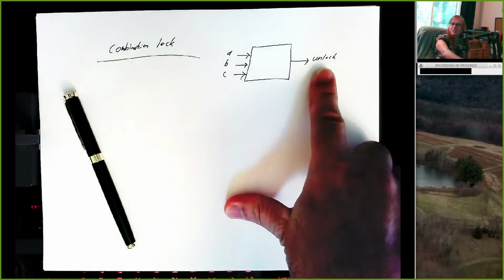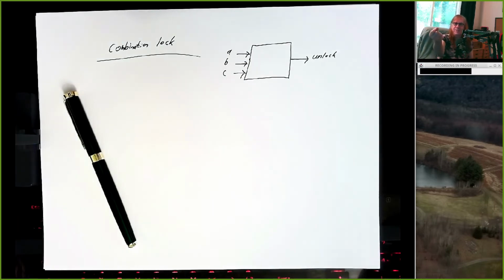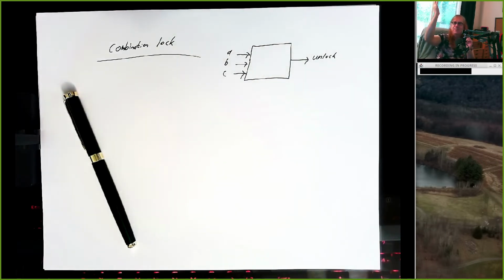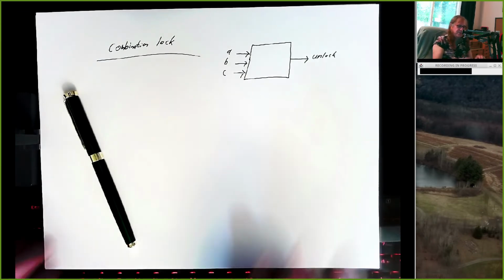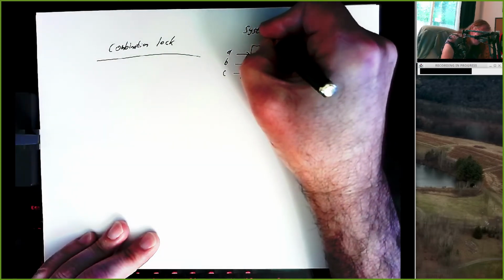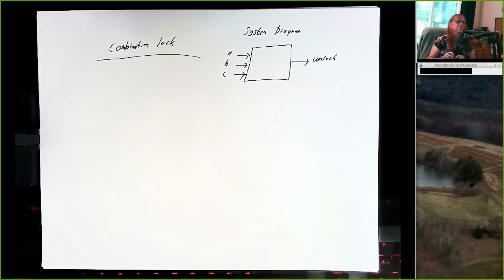And the unlock signal, well, that might drive something called a solenoid, which pulls a bar out of the way of a latch so that the box can open up. Or it might activate a piston that automatically opens up the top of my box. Or some other unlocking mechanism. But I'm not worried about how that unlock mechanism is going to work. Right? At this point, at the level of a system diagram, all I'm interested in is what goes in, what comes out.